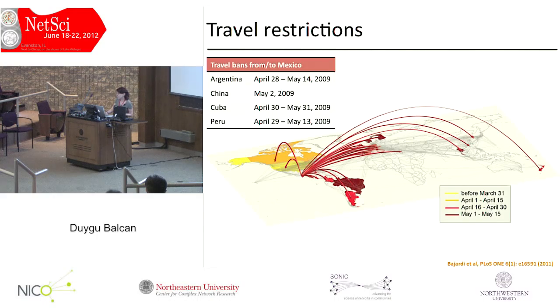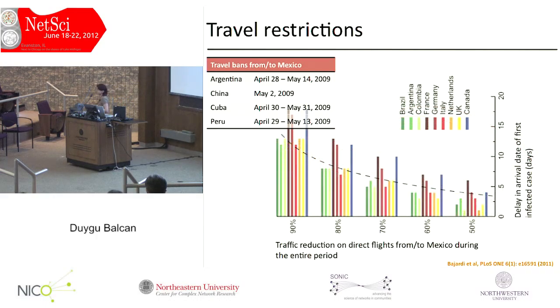Then we asked, okay, let's do the reduction at a larger volume, starting from 50% to 90% on all direct flights to and from Mexico. And let's observe the delay in the arrival time of the first infected individuals in each of the countries. Here I am just showing a subset of them. Even if you reduce traffic by 90%, you would not get a delay in the arrival time of infection of more than 3 weeks.